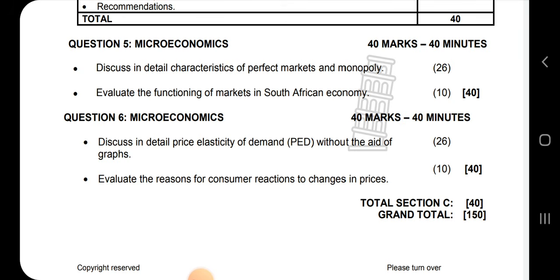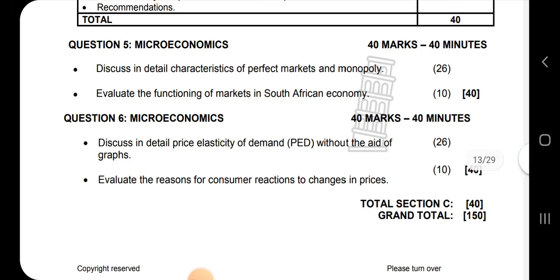And then question 6 says, discuss in detail price elasticity of demand without the aid of graphs. You see, this is a repetition of that other one, but the additional part is different. It says, evaluate the reasons for consumer reactions to changes in price. Consumers react to change in price. Why is that? Come up with reasons why consumers react to changes in price, whether the price goes high or the price goes low. Why?